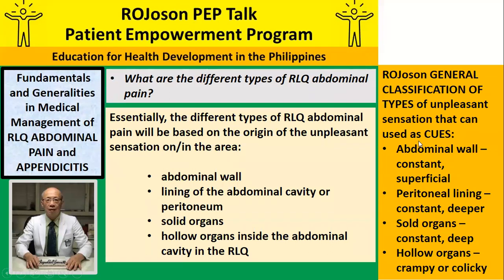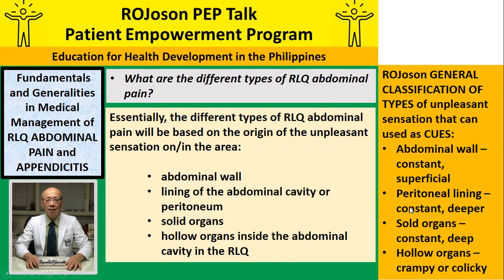So my suggestion on the general classification of types of unpleasant sensation that can be used as a cue as to the source of the right lower quadrant pain. This is the same thing that we use for the whole abdomen. So if the pain is constant and superficial, suspect abdominal wall. The pain is coming from the abdominal wall.